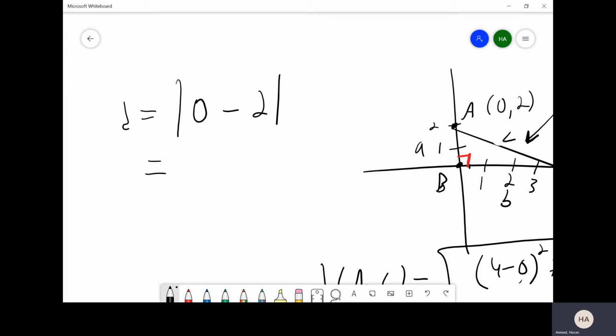So we get the distance between B and A, so between 0 and 2, and we know that this is going to be 2. So once again, we have now shown that side AB is 2 units long, or the length of it is 2.